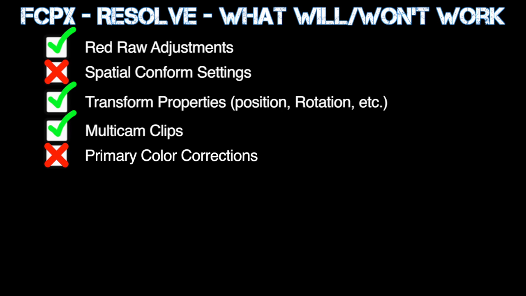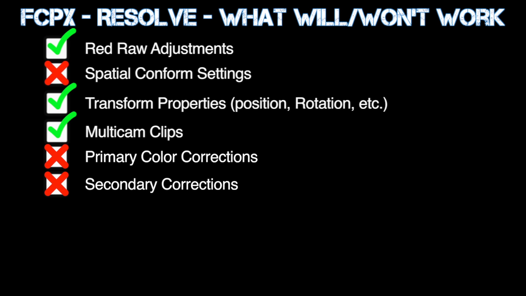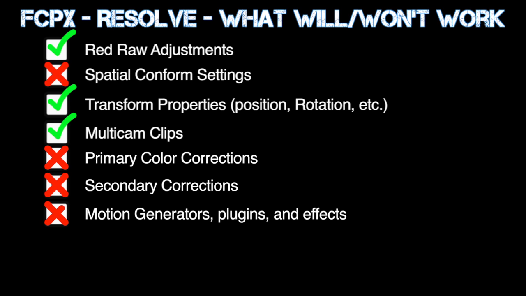So I'm going to go ahead and say that they don't work. The same with secondary corrections, except these don't even come through at all. So if you use a vignette or you're trying to isolate a color and you want that to come through in Resolve, you need to do it in Resolve. Motion generators, plugins, and effects, these do not work. Your settings will not come over. However, it will return your original generator at its default settings to your sequence when you come out of Resolve, but nothing you do beforehand to adjust it will come through.